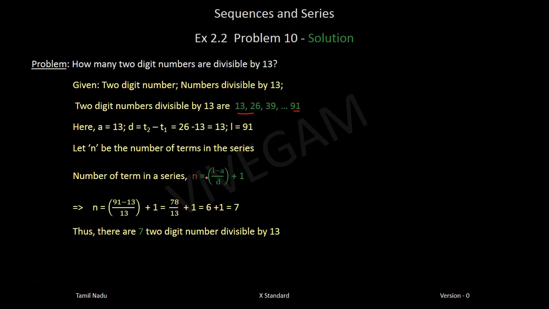So substitute all these things in this formula. N equal to (L minus A) divided by D plus 1. That will be 91 minus 13 divided by 13 plus 1. 91 is the last term, first term A is 13 and 13 is our common difference. So 91 minus 13 is 78 divided by 13 plus 1. This will go 6 times. So 6 plus 1, 7. So there are 7 two-digit numbers divisible by 13.